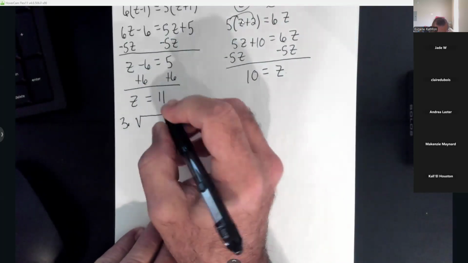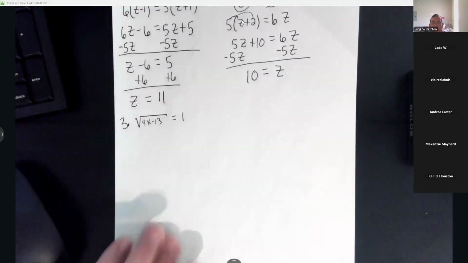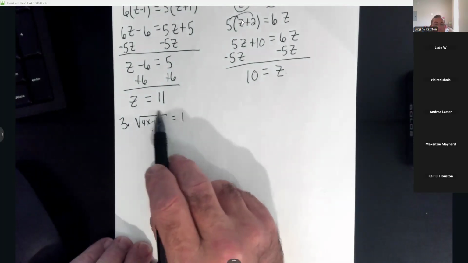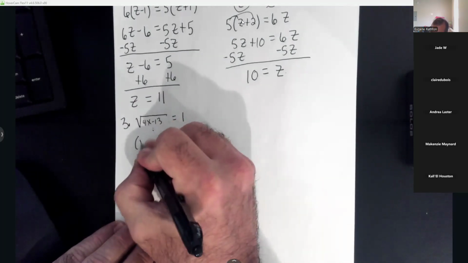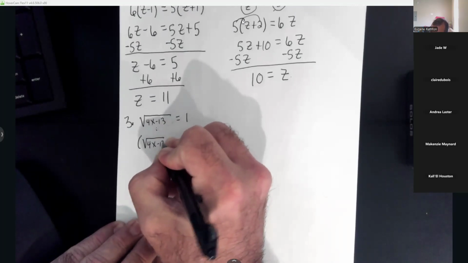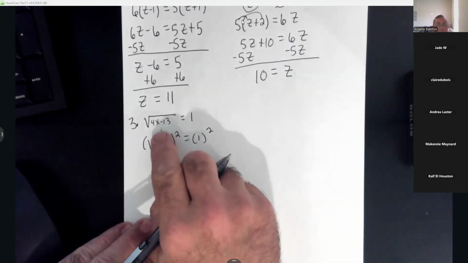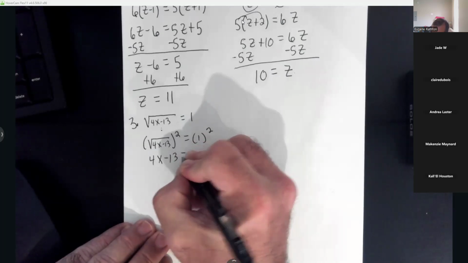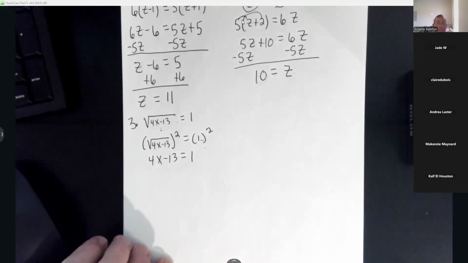So we're going to solve this one. Square root of 4x minus 13 equals 1. All right, so remember, I can't add 13 or nothing yet because it's under that square root. So I got to get rid of the square root first by squaring both sides. All right, look what happens. The exponent cancels the square root, leaving you a 4x minus 13. Over here, 1 squared is 1 times 1, which is 1.